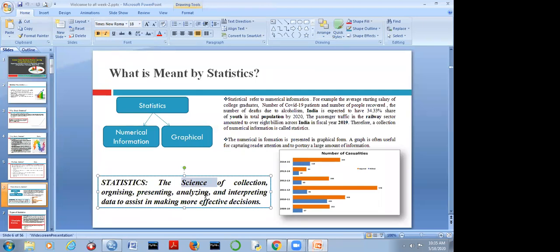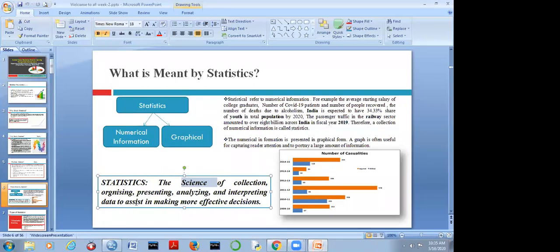You have to apply some methods, some procedure. So it is called statistics, the science of collection. After collection, organize. Data is always unorganized, scattered, meaningless. Data came from here, from there, from different sources you have collected the data. So what happened? The data is unorganized.